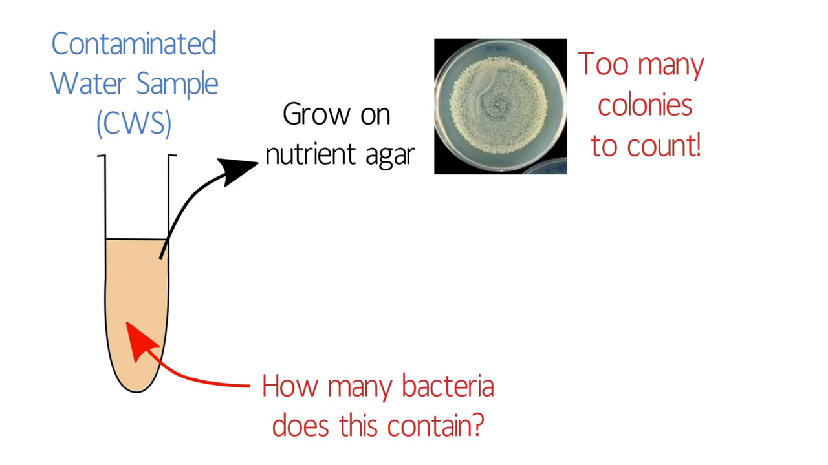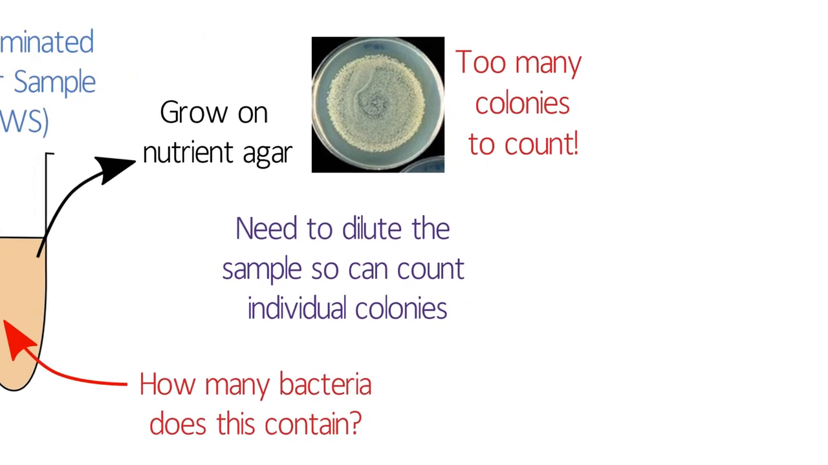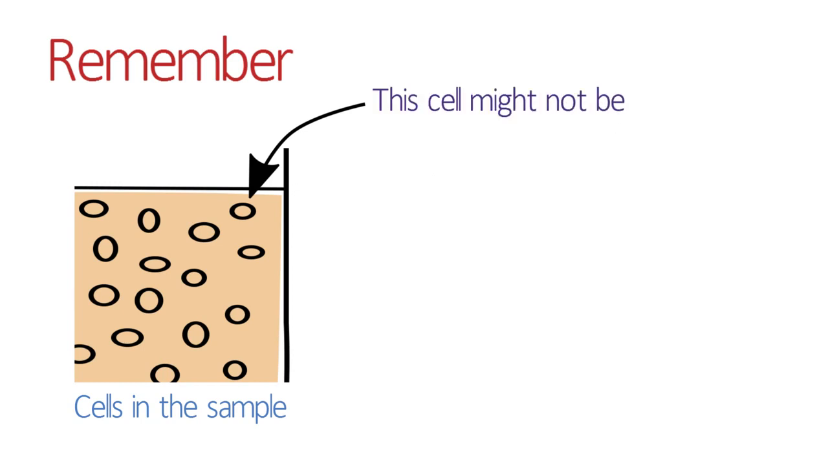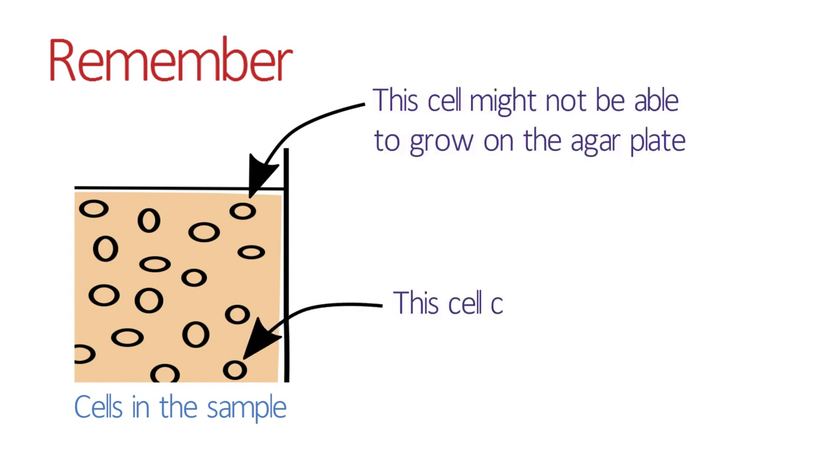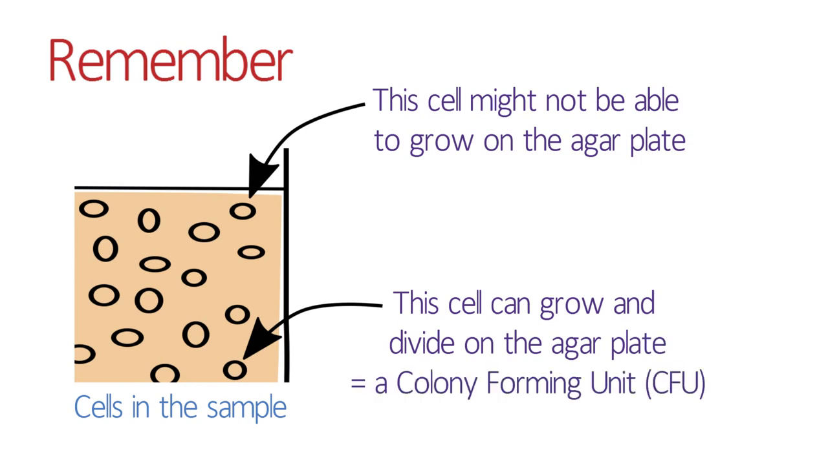We therefore need a way to dilute the sample enough so that we can count individual colonies and work out how many colony-forming units were present in the original sample. Remember, not all bacterial cells in the sample will be able to grow on this particular type of agar, so you should call them colony-forming units or CFUs throughout. Don't call them cells because the two things aren't quite the same.